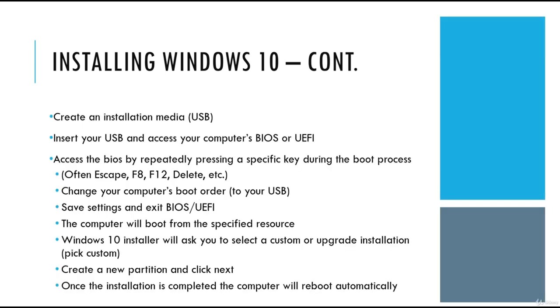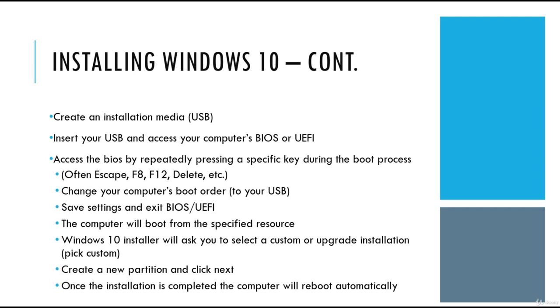These are the instructions on how to install Windows 10. First, you need a media, which in this case is a USB. Second, you need to insert the USB in your computer and then access the BIOS. To access the BIOS, you need a specific key, depending on the manufacturer, like HP, Dell, or any computers like Lenovo, Asus. You need to press a specific key. Could be the escape key, F8, F12, delete, etc.